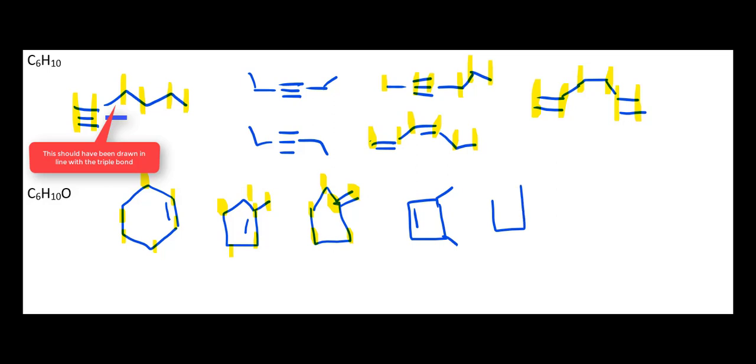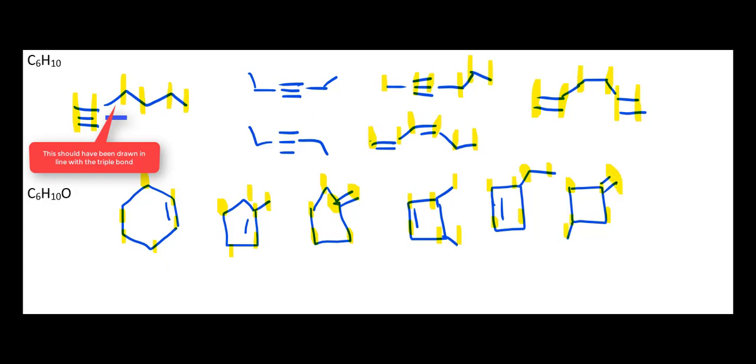Or perhaps have one branch like that. Or have a double bond coming off of the ring, and we need another carbon for the 6th carbon, so there are 6. So 1, 2, 3, 4, 5, 6.